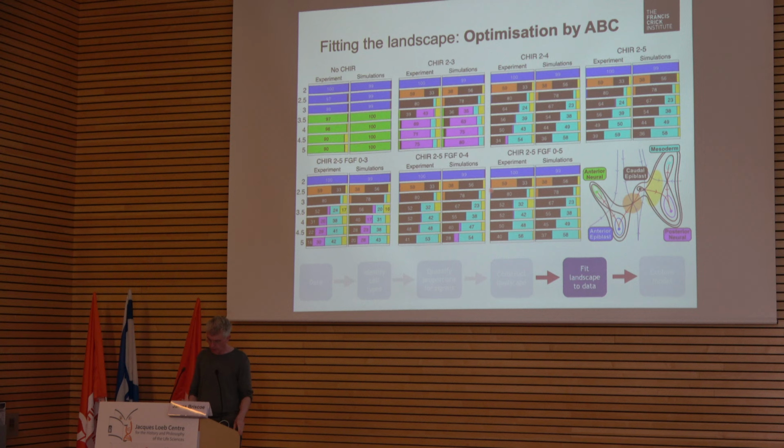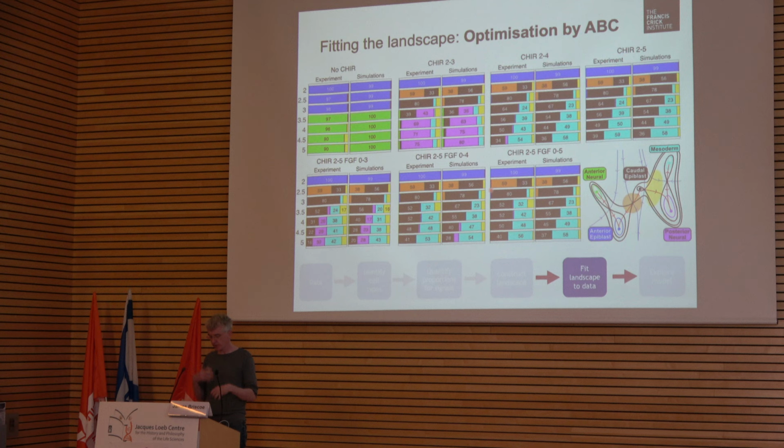So to generate the parameters, to estimate the parameters, we took advantage of a machine learning approach, so optimization using approximate Bayesian computation. And this allowed us to estimate the approximately 20 parameters of the model from the experimental data. So what we do is we simulate time series for a population of cells in the landscape using the flow defined by the equations. And it's a stochastic dynamical system, so that you also fit the noise to this.